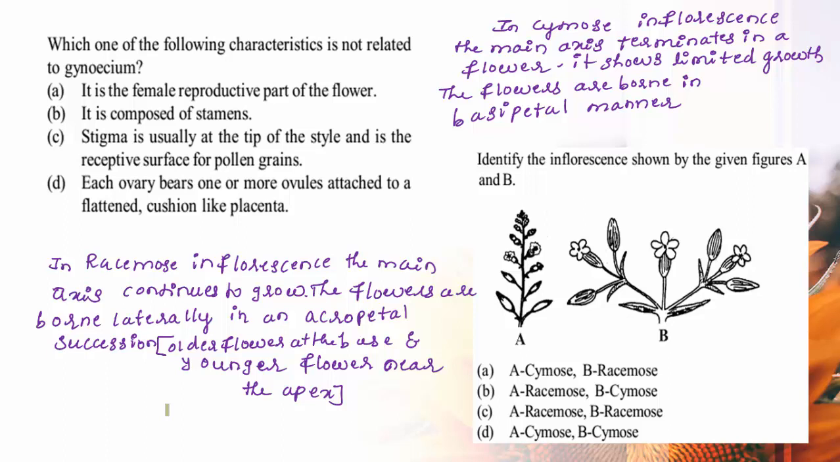So only one wrong statement is here, and it is option B. It is composed of stamens. Stamens are part of the androecium. Androecium is the male reproductive part and its individual units are called stamens. Except option B, the remaining are related to gynoecium. The only character not related to the gynoecium is option B. So moving to the next question.